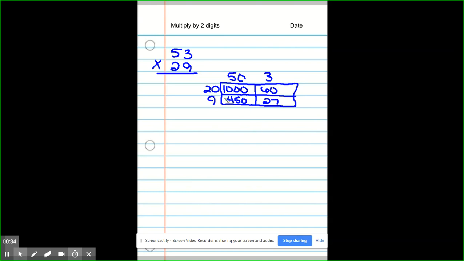3 times 9, 27. Now, last year, once you had all this beautiful math, you came over off to the side or down below, and then you added all of these numbers together. So you started off by saying 1,000, plus 450, plus 60, plus 27. I'd like for you to pause this so you can add these numbers up.